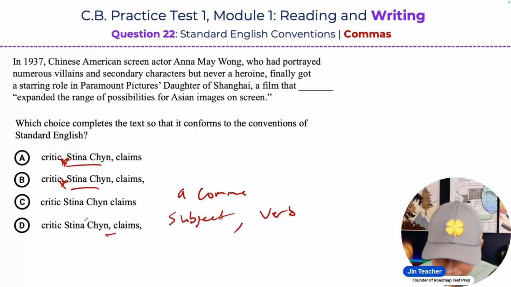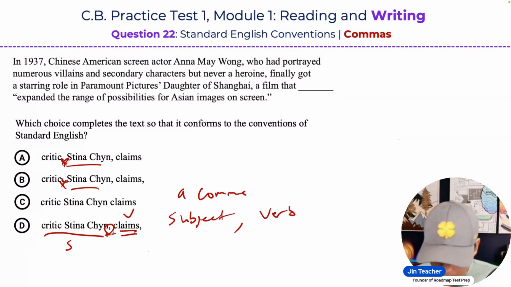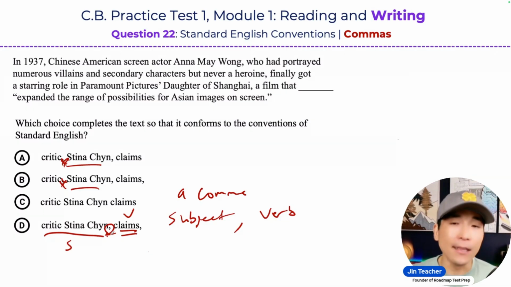So we know the subject here is critic Stina Chine, and the verb is going to be claims. Notice how here we only have one comma that comes between the subject and the verb. So this is going to be wrong because it violates that comma rule. This comma rule is a very important one to know. The SAT loves creating wrong answer choices that violate it. They put one comma between the subject and the verb. That'll never be the case.